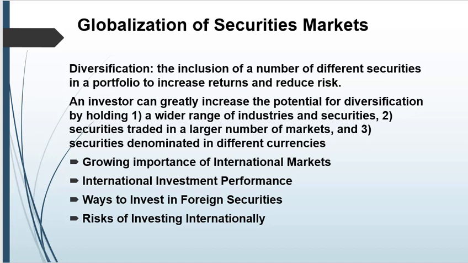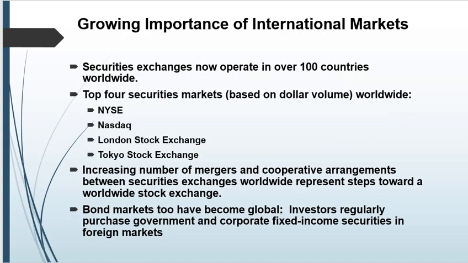Certainly, we would at least like to be able to reduce the risk of gaining the wealth that we're looking for. So, again, we can increase diversification a couple of ways. We can look at a wider range of industries and securities. We can look at securities traded in a number of different markets. And then third, we can look at securities denominated in different currencies. So we're going to look over the next several slides at some concepts, some terminology, quite frankly, more than anything else, about investing internationally and how we can get that done.